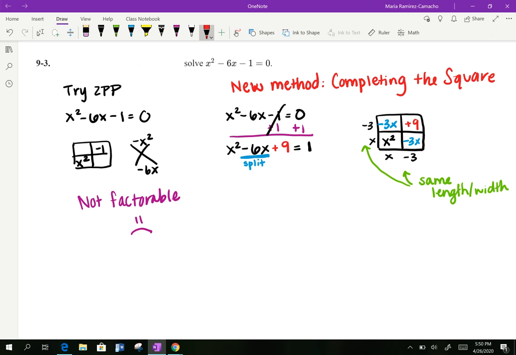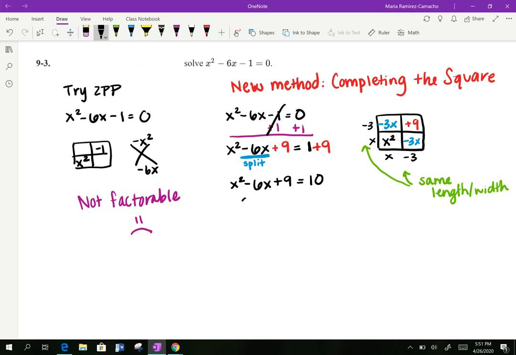my equation. And remember that whatever you do to one side of the equation, you have to do to the other side. So if I'm adding 9 on the left side, I've got to add 9 on the right side. Okay, so let's take this equation and let's simplify a little bit. Let's add 1 plus 9, I get 10.